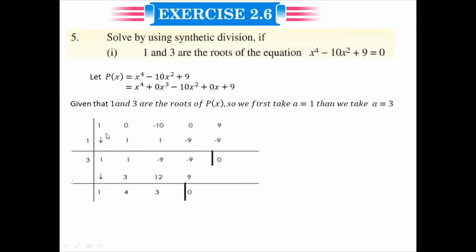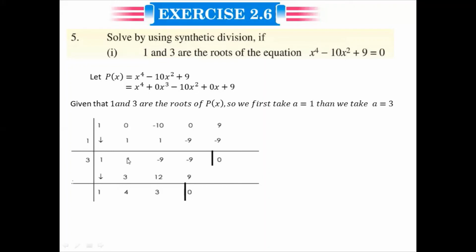So first we take 1 on the left hand side, and the coefficient of x4 is 1, coefficient of x cube is 0, coefficient of x square is minus 10, and coefficient of x is 0, and the constant term is 9. So we have to draw this horizontal and vertical line. First we take this one as it is under the horizontal line, and we multiply this one with this one, we have 1, and we write this one under 0. When we add up these two numbers we have 1.